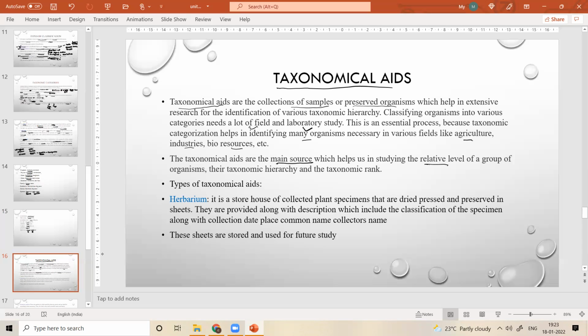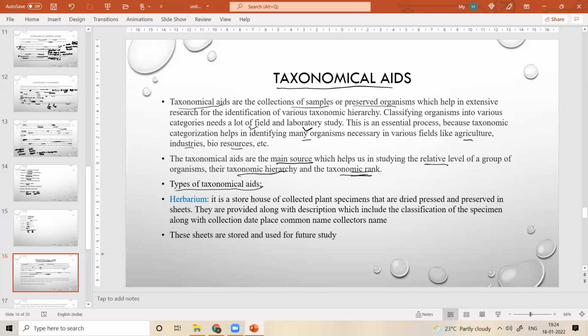If it is sharing many common features, the relative level is high, then we can simply classify and understand it as an already existing species. So by comparing, we can classify their taxonomic hierarchy and taxonomic rank. So that their taxonomic hierarchy and taxonomic rank will be fine.